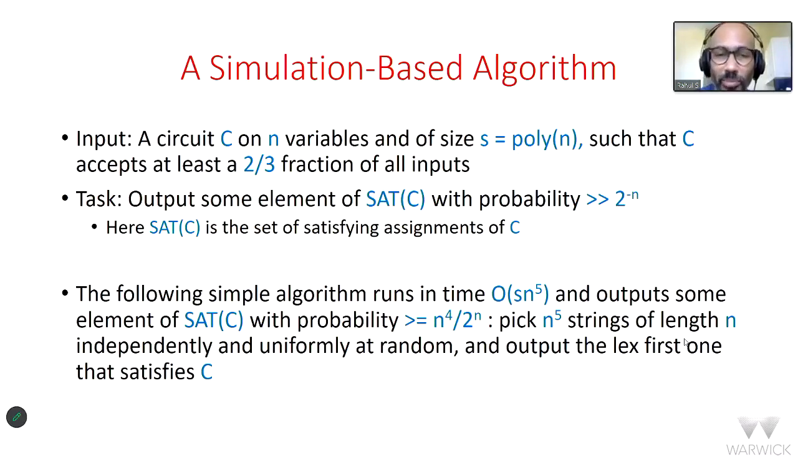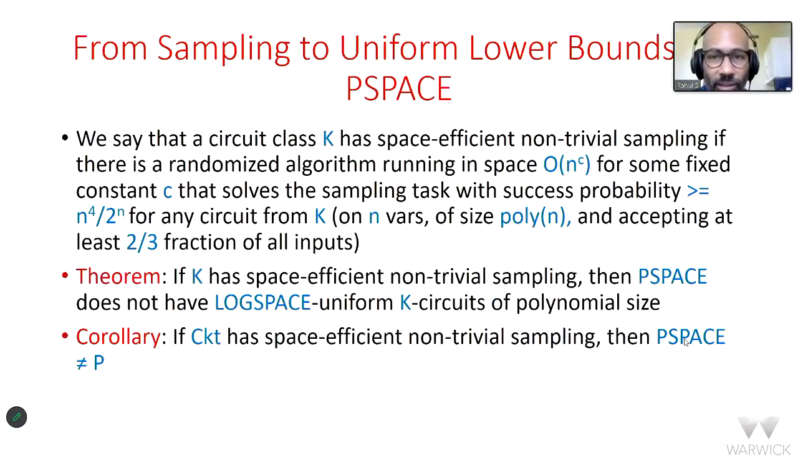But the question is, maybe by analyzing the circuits in a more sophisticated way, you can come up with an algorithm that runs in smaller space. And if you do, you'll get a lower bound from it. That's the main theorem. So we say that a circuit class K has space-efficient non-trivial sampling if there's a randomized algorithm running in some fixed polynomial space that depends only on n, the input length to the circuit, that solves the sampling task that I mentioned.